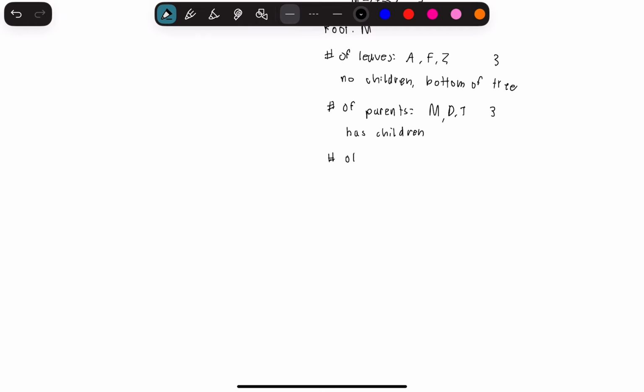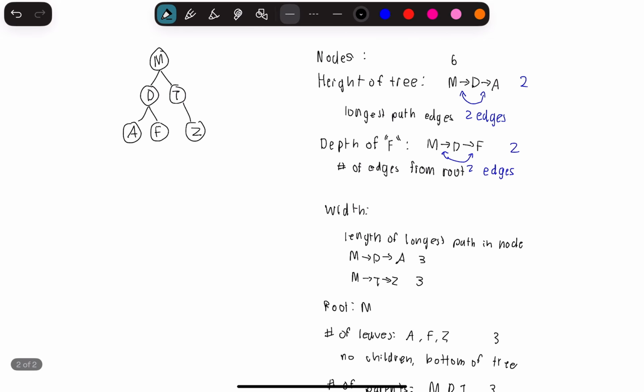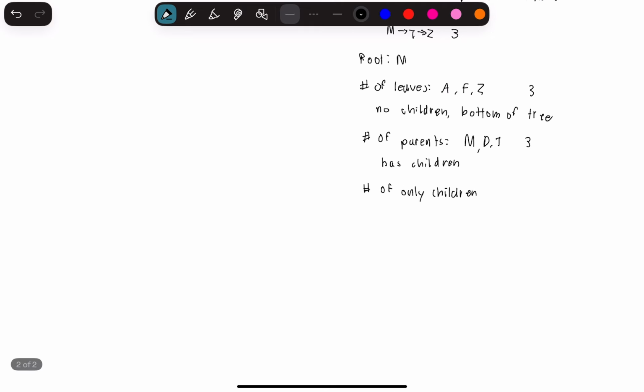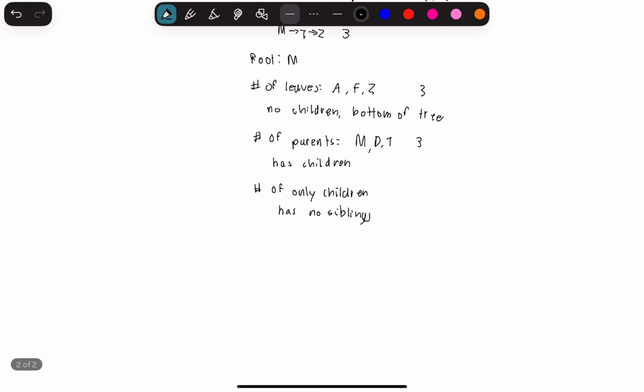Let's find the number of only children. So we can see that Z is the only child of T. And we know that an only child has no siblings. So that means on that level of the tree, there is no other nodes. So the only node that met that condition was Z. And that is just 1 node.